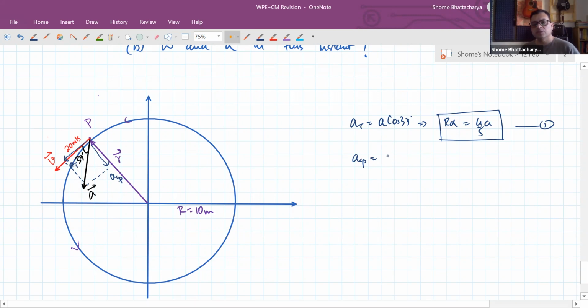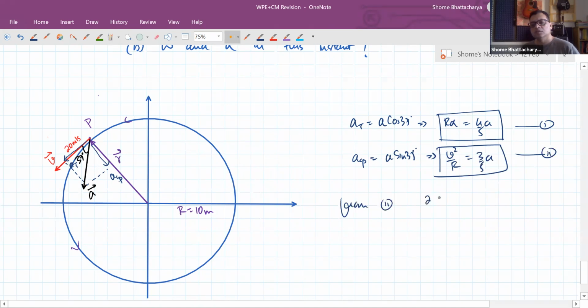So you can see the centripetal component is a sine 37. So centripetal component is v square by r in magnitude. So that is equal to 3 by 5 a. So we have this second equation. So from equation 2, we can see that 20 whole square divided by 10 is equal to 3 by 5 a.